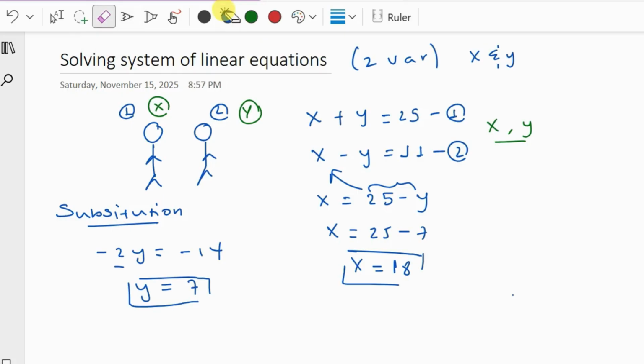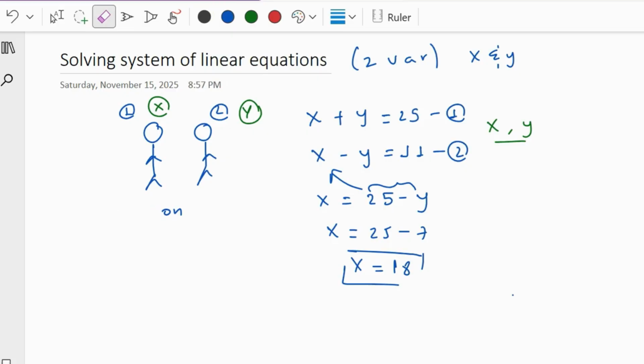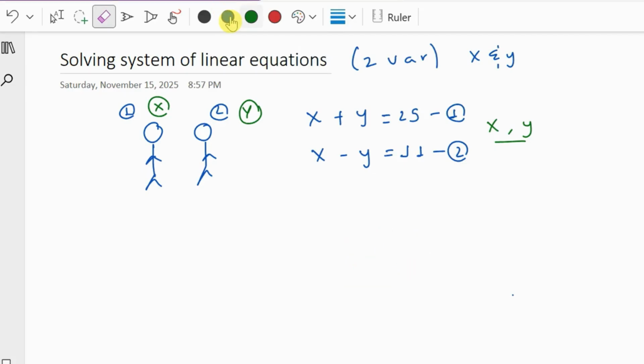So let me erase this real quick. And what we're going to do now is check if what we found is correct and if it satisfies both of the given equations. So, okay, I found that x equals 18 and y equals 7. So what I got to do now is substitute these back into the first equation and the second equation, and if both of these equations are satisfied, then that means that we found the correct solution.